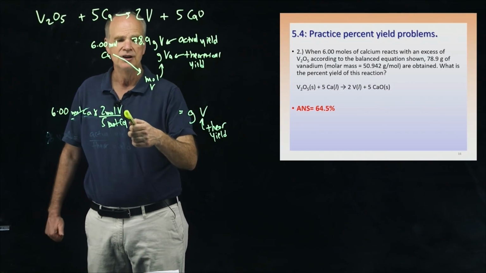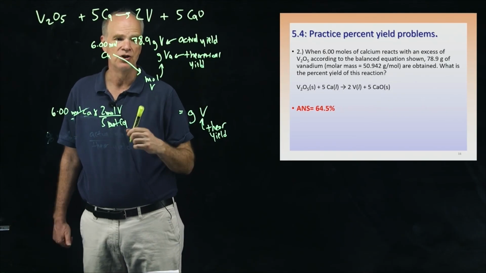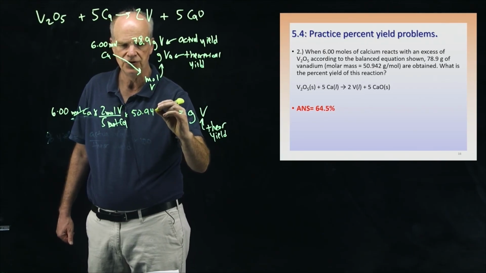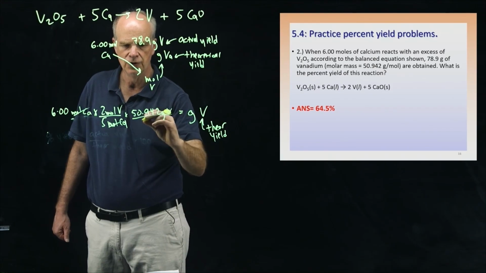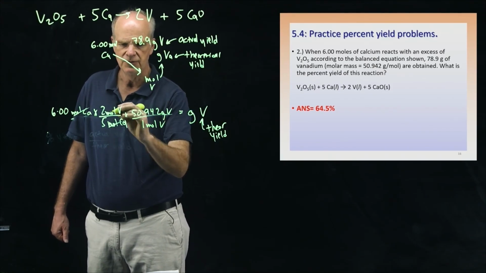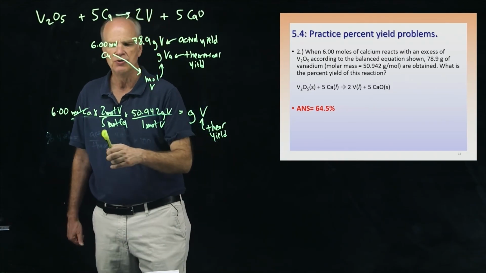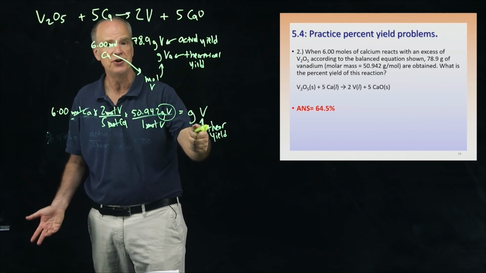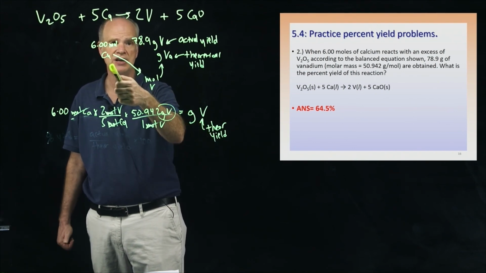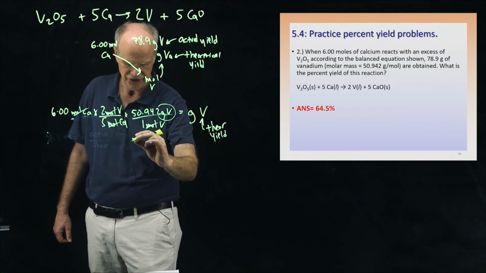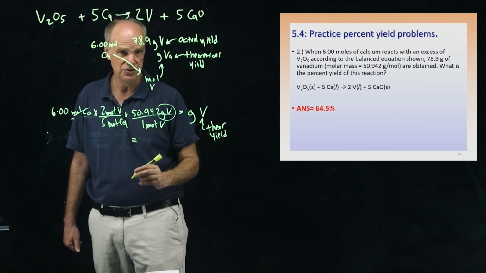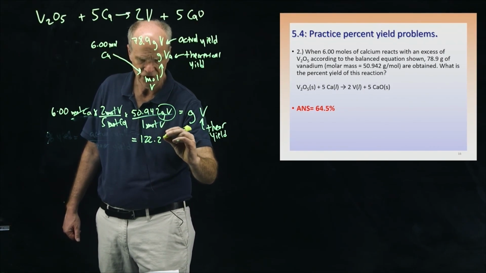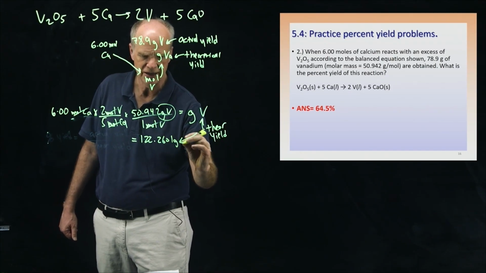Okay, now can you convert moles of vanadium to grams of vanadium? Sure, we know the molar mass of vanadium is given to us, so it's times 50.942 grams of vanadium over 1 mole of vanadium. And so the moles vanadium cancels here, and so we should get an answer in grams vanadium. And so again, this grams vanadium would be the theoretical yield that we should get if we have 6 moles of calcium. So I went ahead and did this earlier, and I found that the theoretical yield of vanadium is 122.2601 grams is what I got on my calculator.